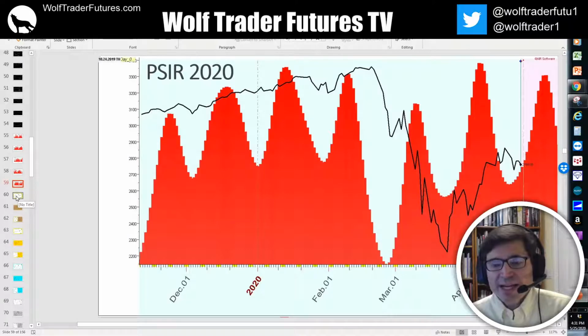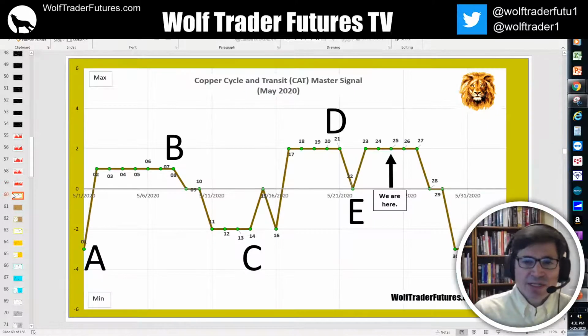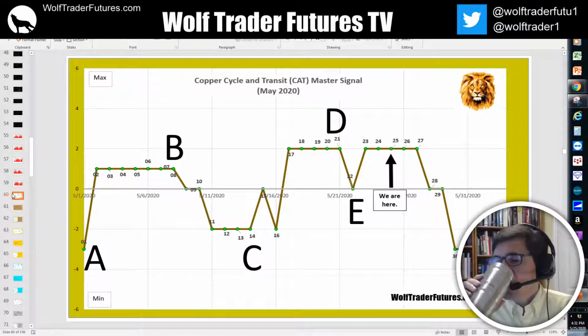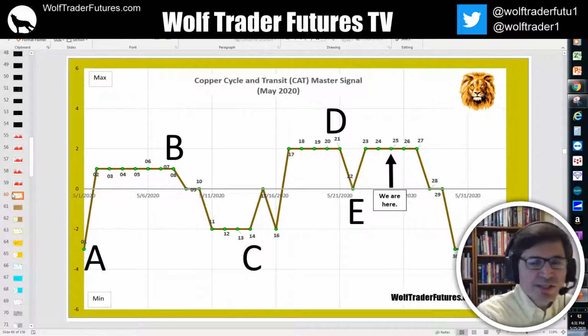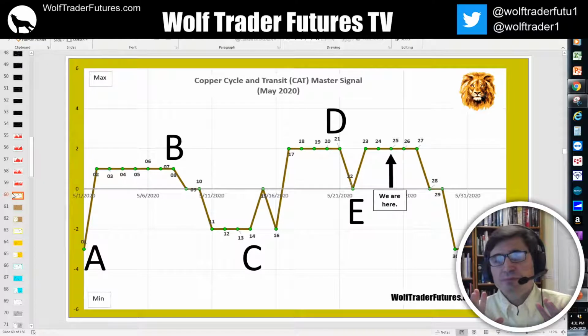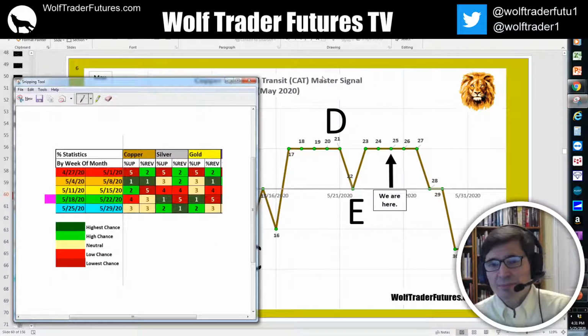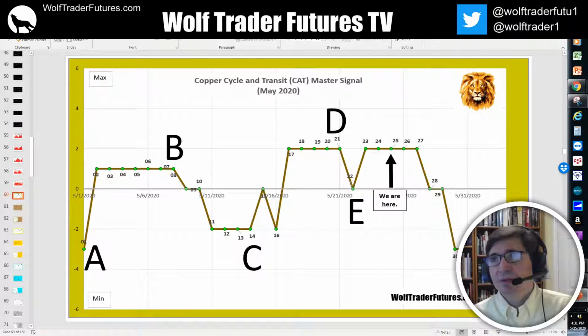Right now, we're about an hour into this, and I'm going to start looking at the cat files. This is really important because this is a combination of many different astro signals. With the cat file, you'll see at the top, and by the way, whatever newsletter you sign up for, you'll have a cat file for each symbol for the month.